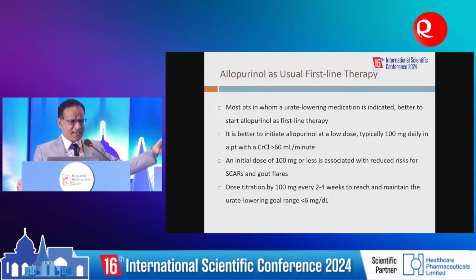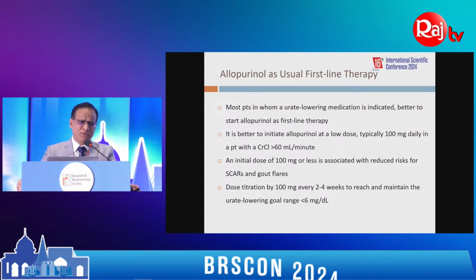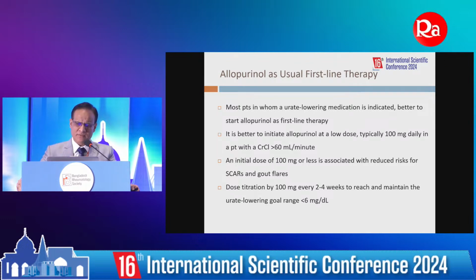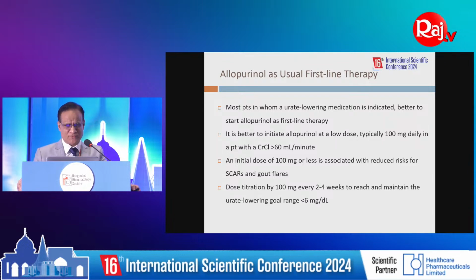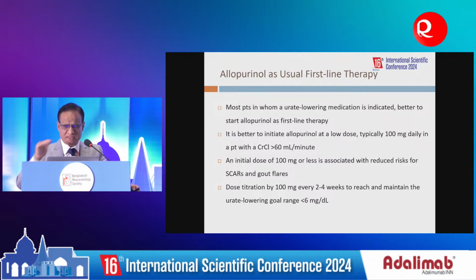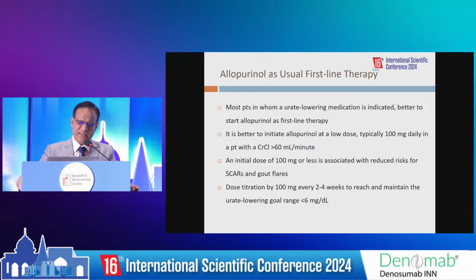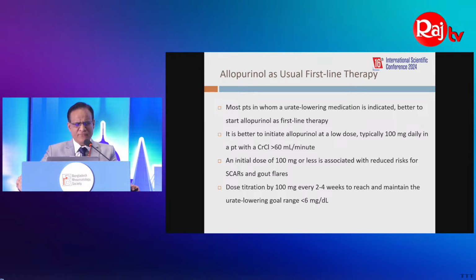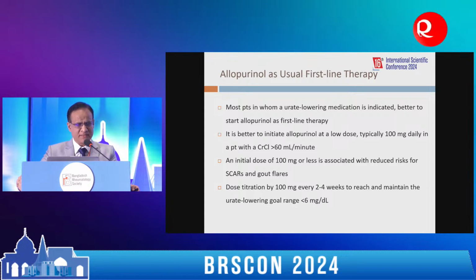Now this is important. This slide is very much important for me also. Allopurinol. Why should we use allopurinol as a first line drug for gout patients? It is better to initiate at a low dose, though the optimal or usual dose is 300 milligram per day. We use 100 milligram daily when creatinine clearance is normal, and we should escalate 100 milligram every 2 to 4 weeks to maintain uric acid level less than 6 milligram per dL.